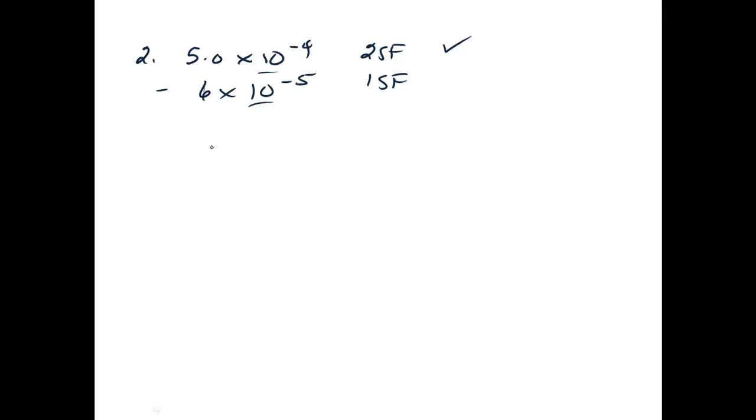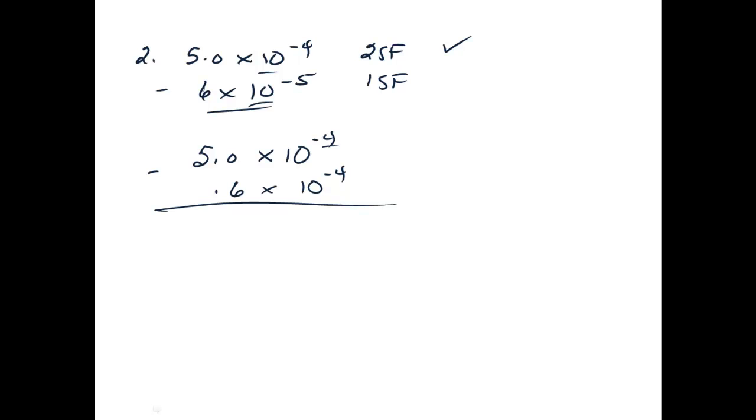So what we would do here is I would say this is 5.0 times 10 to the negative 4th. Now, I'm going to change this smaller number into a number that also has 10 to the negative 4th for the exponent. All right, so how do we do that? Well, if I make this 0.6, that would make this times 10 to the negative 4th. So when we subtract these two numbers, we can do that now because the exponents agree with one another. We get 4.4 times 10 to the negative 4th.